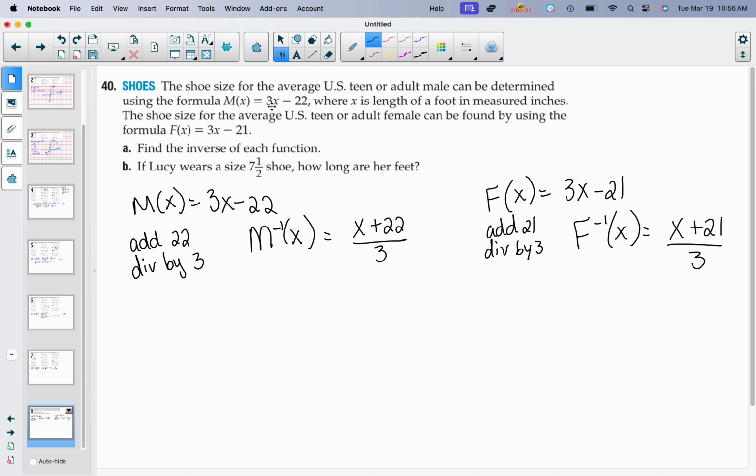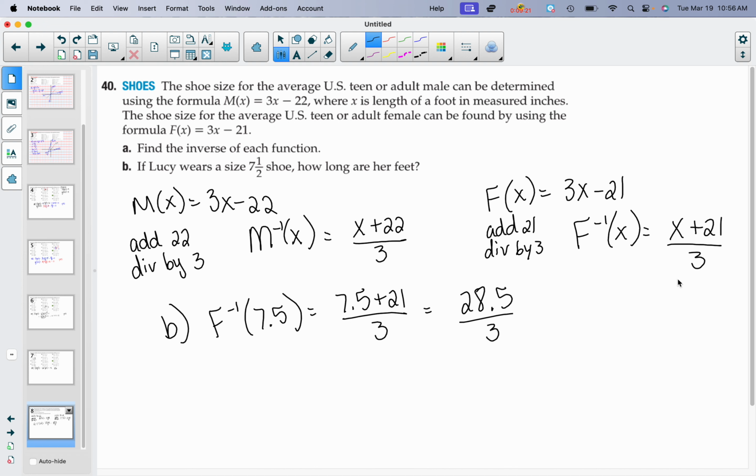Up here, my formulas were, if you knew the length of the foot, you can figure out the size shoe. The inverse goes the other way. If you knew the size shoe, you would plug it in for x, and it would tell you the length of the foot. So for part B, if Lucy wears a 7.5, we're going to plug that in. So we would have 7.5 plus 21 divided by 3. So 28.5 divided by 3, whatever that is. You could figure that out.